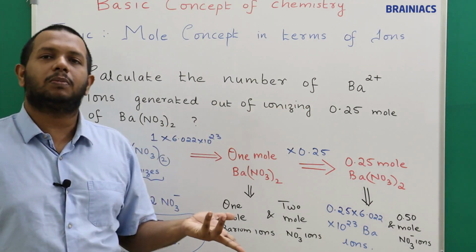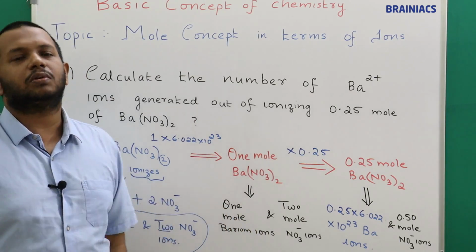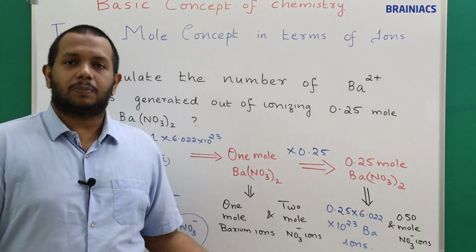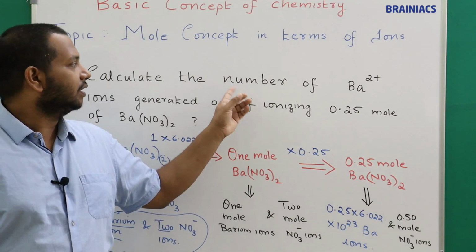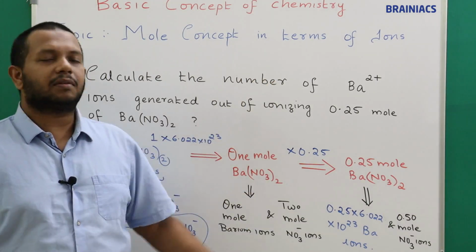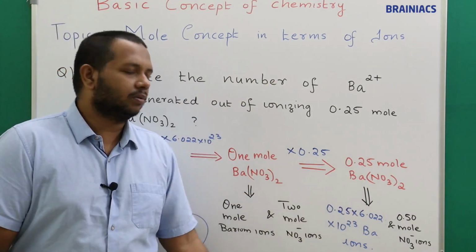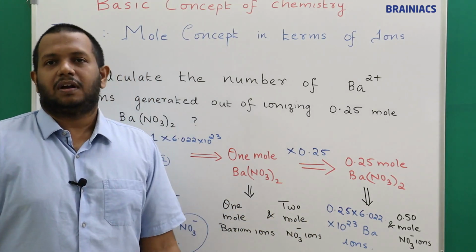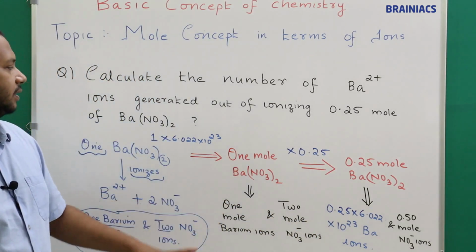Answer is 0.25 mole. 0.25 into 6.022 into 10 power 23 barium ions. Suppose they are asking you to calculate the number of moles of barium ions, then the answer will be 0.25 mole of barium ions. Understood? So this is the fundamental thing they can ask.